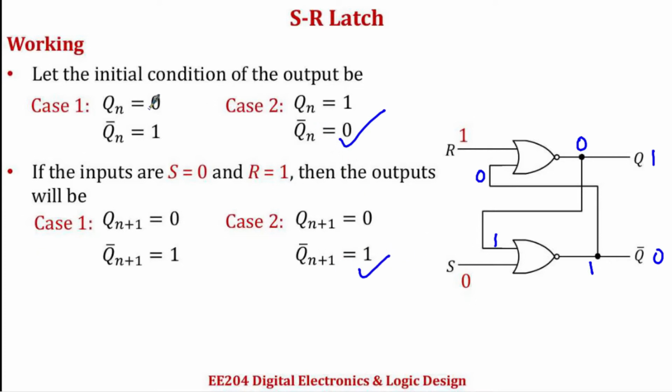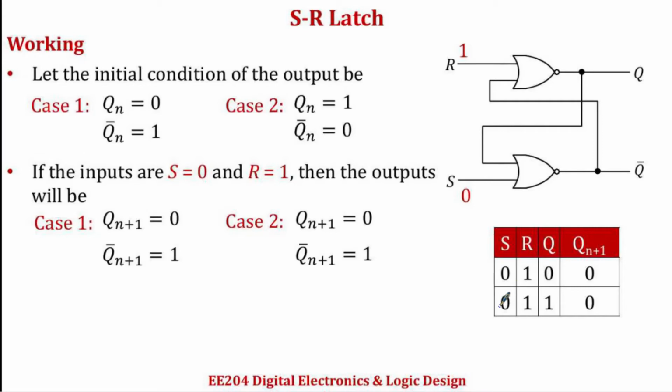Now whatever be the present state of the latch, if the input is S is equal to 0 and R is equal to 1, you get the next state to be 0. That is, when R equal to 1 you should understand that the latch gets reset. Reset means the state becomes equal to 0. Remember that. So we have the table where S and R are 0 and 1 respectively. So whatever be the present state, the next state becomes 0.